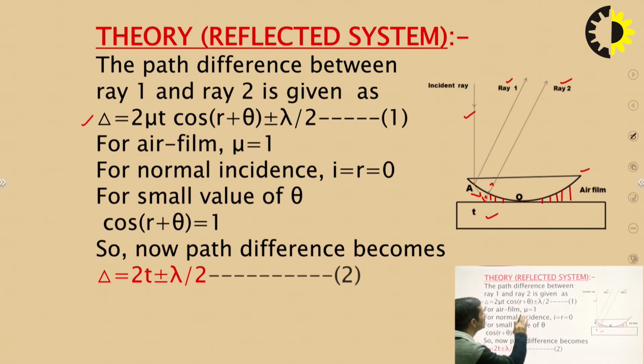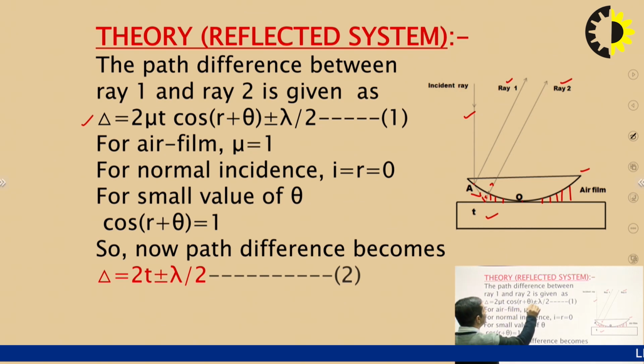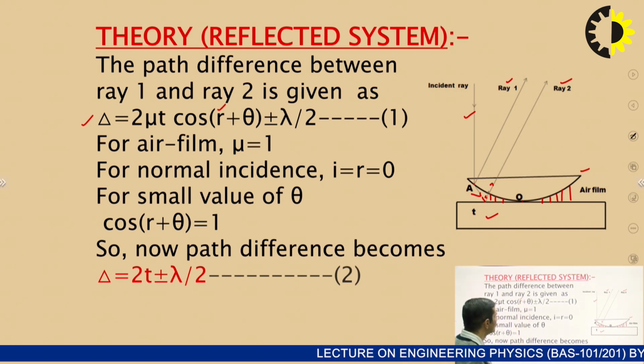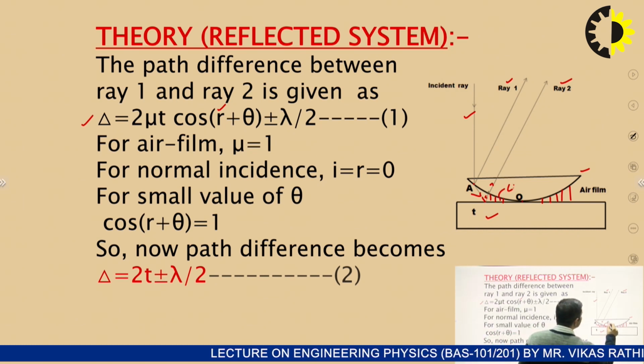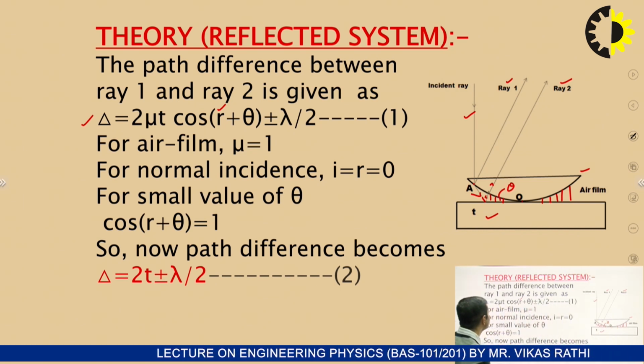I will first write the general formula for the wedge-shaped thin film. Here the path difference between ray 1 and 2 will be 2 mu t cos(r + theta) plus or minus lambda by 2. Here r, this small r, is the angle of refraction, and theta is the angle of the film, that means the angle between the two surfaces.